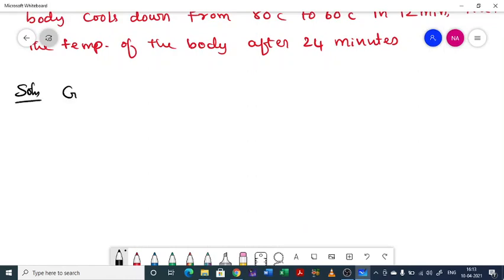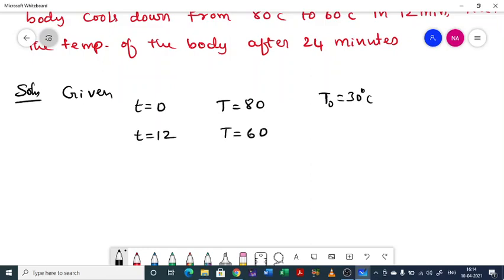Solution, given. So T naught is fixed, 30 degrees Celsius. When small t equal to 0, capital T is 80. When small t equal to 12, capital T equal to 60. When small t is, we need to find small t. Okay, yes, small t is given, 24. We need to determine capital T.